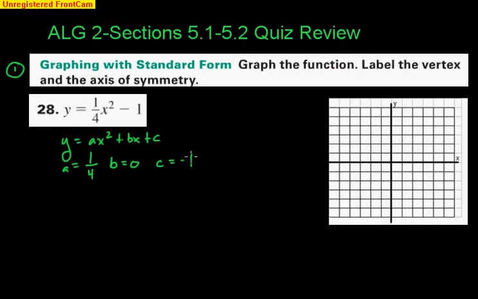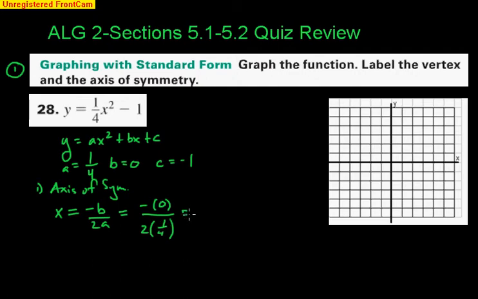So the first thing I will do is I will find the axis of symmetry. So part 1, axis of symmetry. And to do that, you have to use that memorized idea. And that memorized idea is x equals the opposite of b over 2a. That is the equation for the axis of symmetry. So we take our numbers from above. Opposite of 0 over 2 times 1/4.